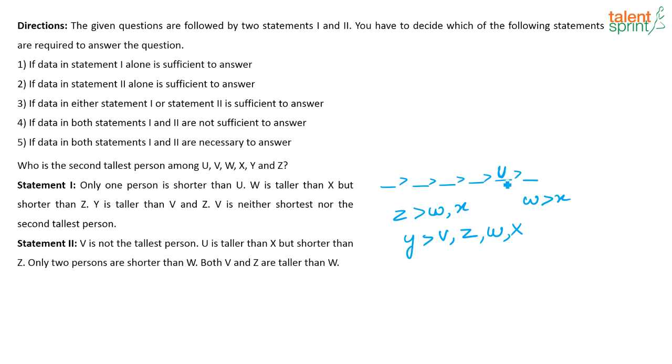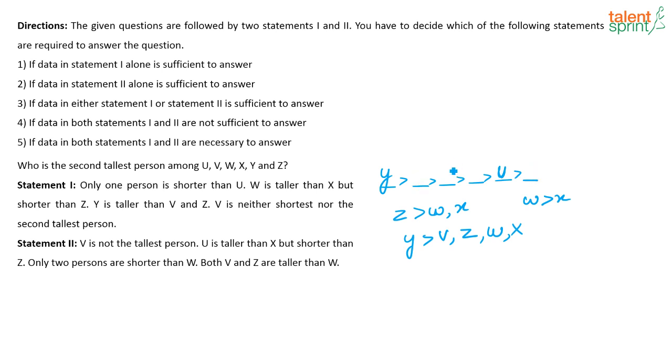So who has to be the tallest in this case? Y has to be the tallest for sure. Now I know Z is taller than W and X, and it is also given V is neither the shortest nor the second tallest person. So we cannot come here or we cannot come here.